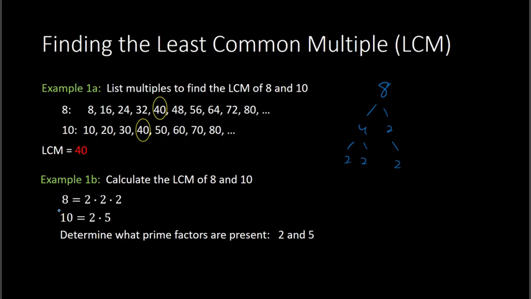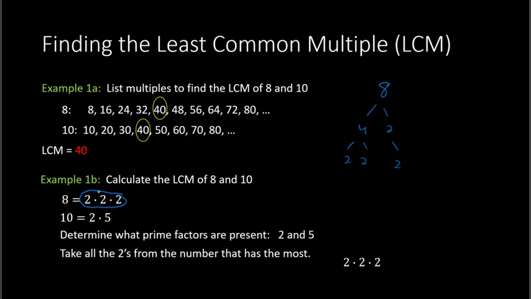So what I do is I take each of those factors and see which number, either 8 or 10, has the most of them. So starting with the 2's, we take all the 2's from the number that has the most. So we see 8 right here. 8 has the most with 3 2's. 10 only has 1 2. So we take the one with the most, so we take all 3 of these 2's.